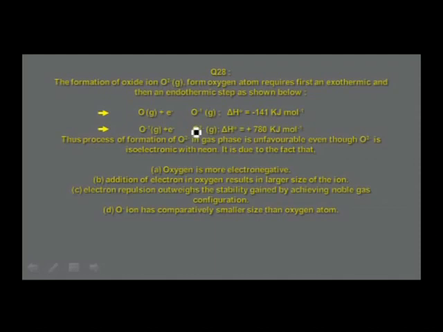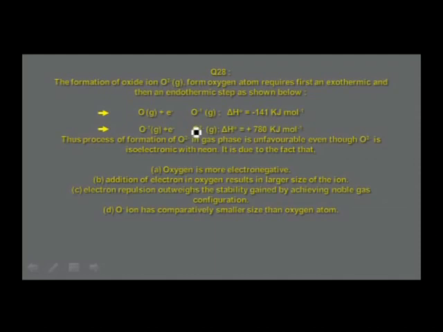Thus, the process of formation of O2 minus in gas phase is unfavorable even though O2 minus is isoelectronic with neon. It is due to the fact that option A, oxygen is more electronegative. Option B, addition of electron in oxygen results in larger size of the ion. Option C, electron repulsion outweighs the stability gained by achieving noble gas configuration. Option D, O minus ion has comparatively smaller size than oxygen atom.